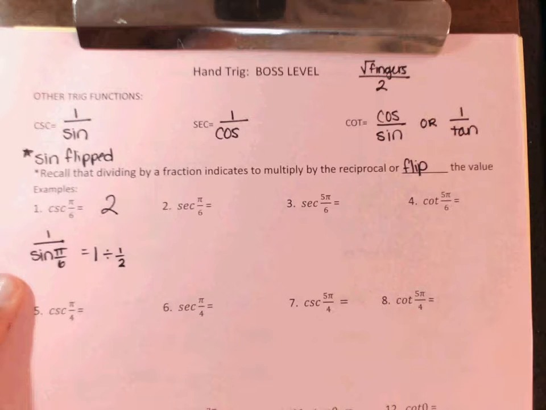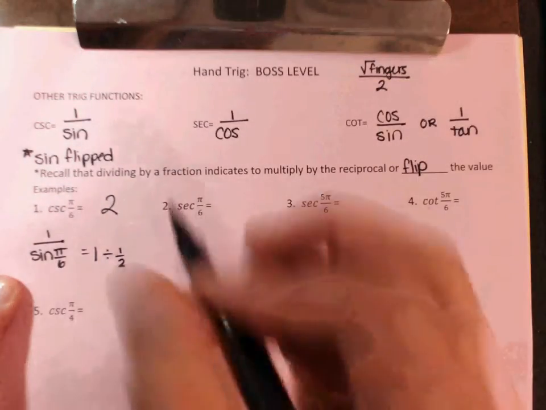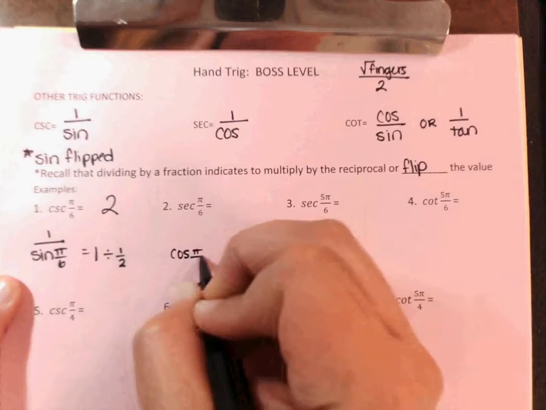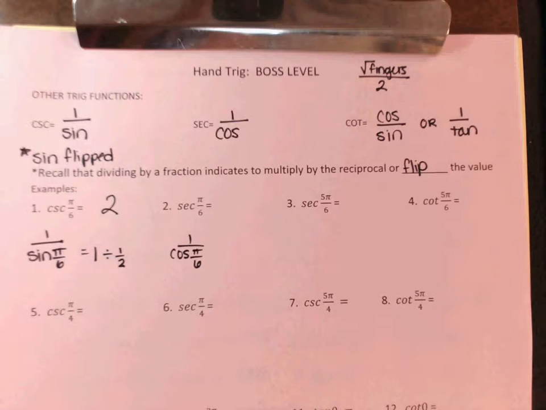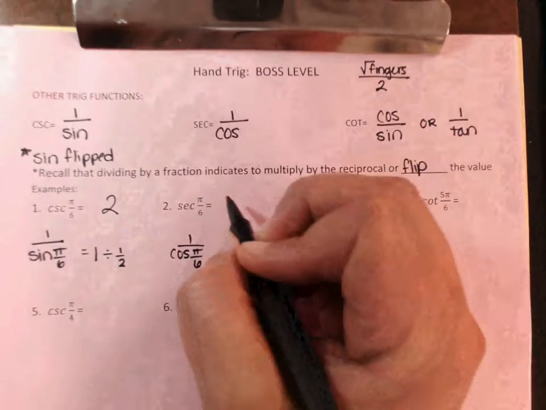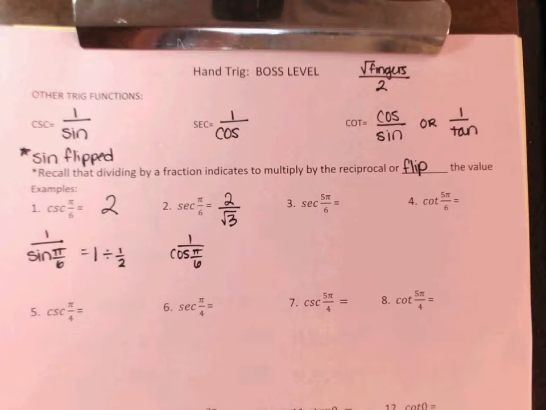Secant pi 6. Whose partner is secant? 1 over cosine. So we're going to find the cosine of pi 6, and then we're going to divide it under 1. So think about that for a second. We already found the pi 6 finger. It was this one, right? But cosine are my top guys. How many are there? Root 3 over 2. Flip it. And then remember, we're not worried about getting the square root off the bottom. We're just going to leave it for now. Okay? All right, next one.